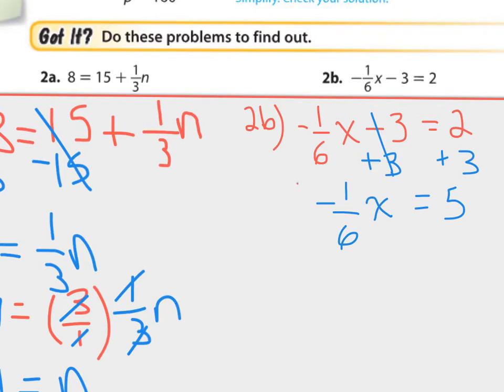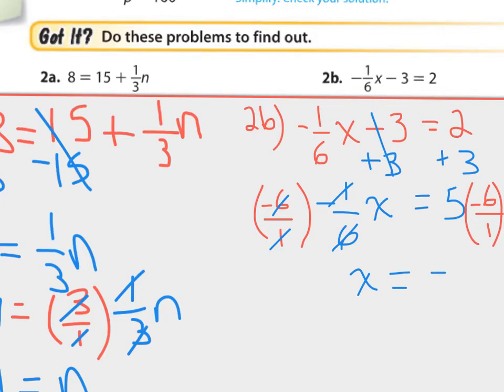And its reciprocal, it will continue to be negative, because the number is a negative number. It doesn't just change to positive. What changes, what we invert, is the operation. Okay, so now we get on one side, the 6's cross out, and the 1's cross out. So we get x equals negative 30. 5 times negative 6 is negative 30. And there you have it.